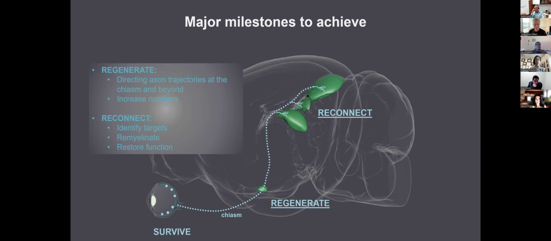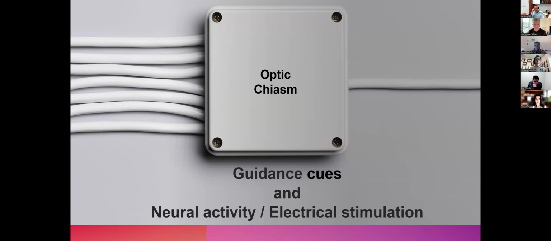And as far as reconnectivity goes, we're really thinking about how do these axons identify where to connect to, how they become remyelinated, and how do we restore image forming and non-image forming visual functions. The main point that I want to hone in on is looking at the optic chiasm, which happens to be a major navigational choice point, and looking at what lessons we can learn from recent findings about leveraging guidance cues, neural activity, and electrical stimulation.